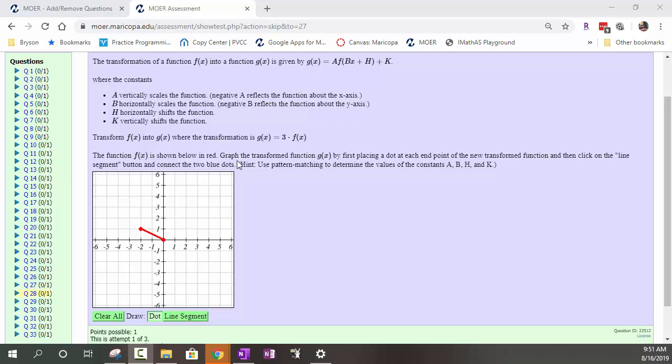Okay, so what I really want to do is talk about and get you prepared for more difficult questions. We know that this is going to take our function's y values and multiply them by 3. So the first thing that sometimes throws students off is you say, well, the y value of this is 0, so 3 times 0 would be 0. And that's okay. You can put a dot right on top of the red one.